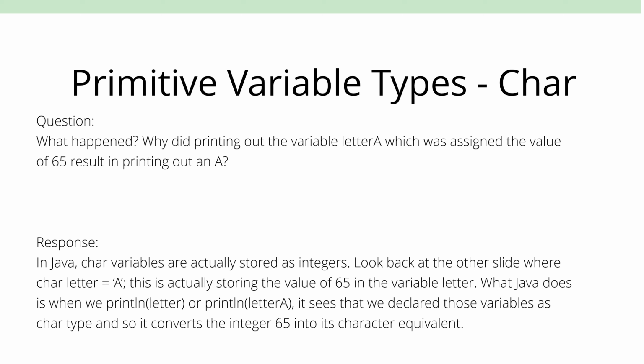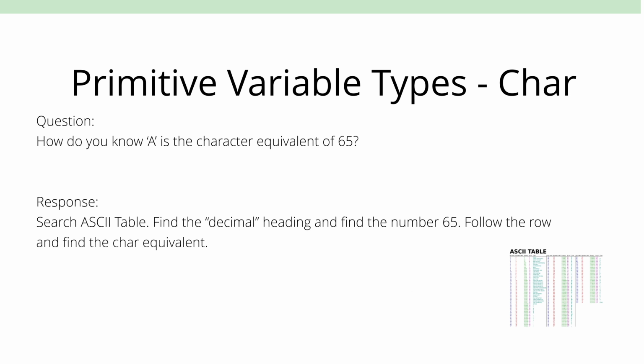Now, what do I mean by character equivalent? And how do I know that a capital A is the character equivalent of 65? Well, if you go online and search for an ASCII table, you can find the decimal heading on this table and you'll find the number 65. If you follow the row horizontally, you can find the character equivalent. So you can practice doing it yourself. If so, pause this video, go look for an ASCII table, and try to do what this slide is saying. But I've also done it for you.